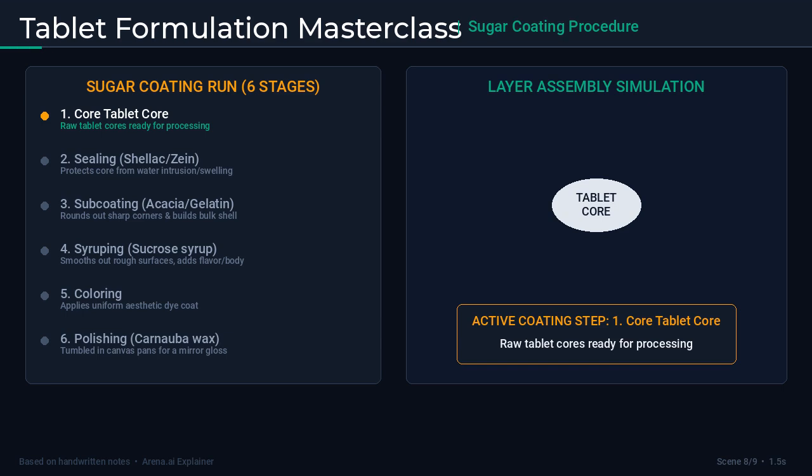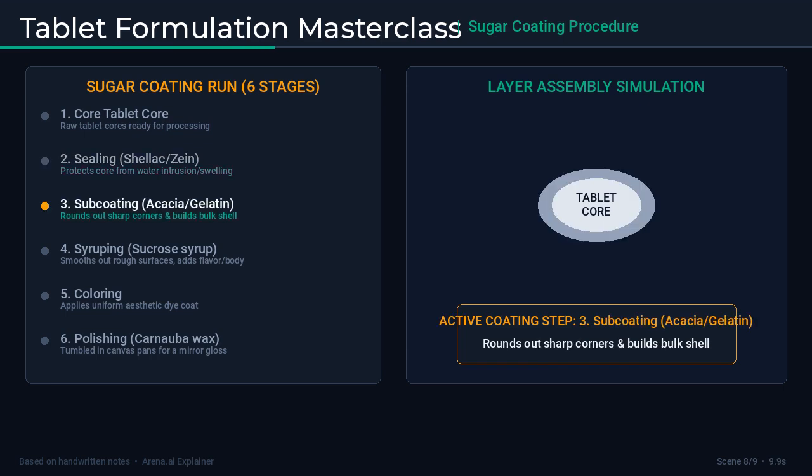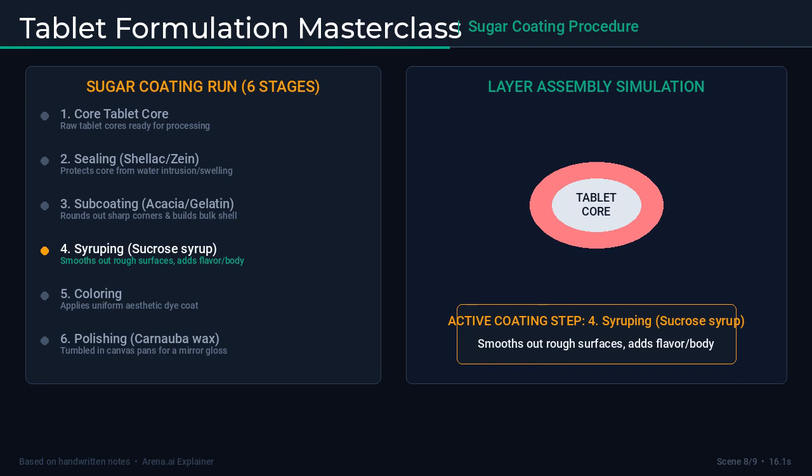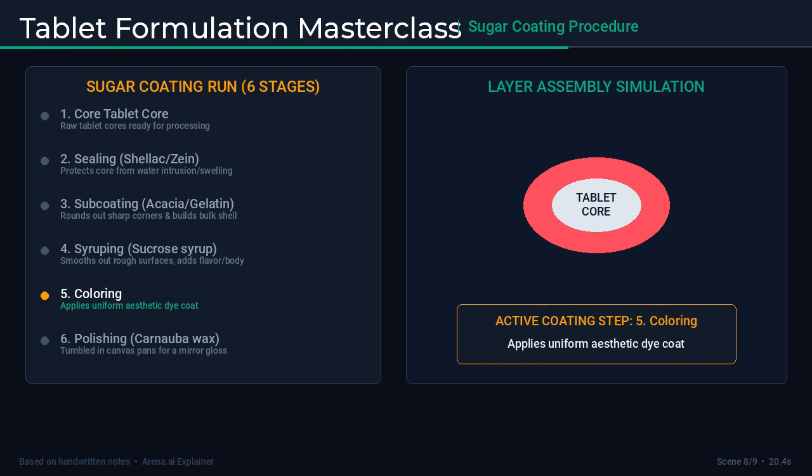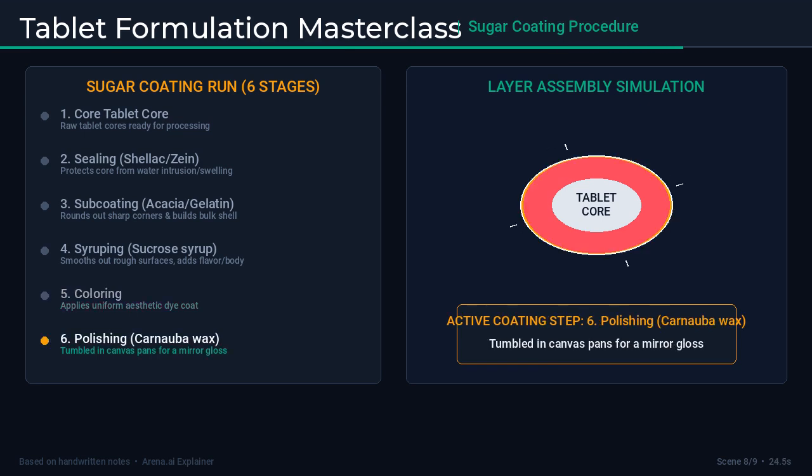Now, let's look at the intensive 6-stage sugar coating procedure. First, sealing with shellac protects the core from moisture. Second, subcoating with acacia and dusting powders rounds out the sharp edges. Third, syruping with thick sucrose solutions smooths the tablet body. Fourth, coloring dyes the tablet. Finally, polishing with carnauba wax provides a beautiful, glossy shine.